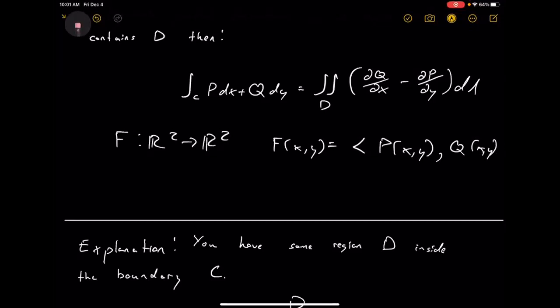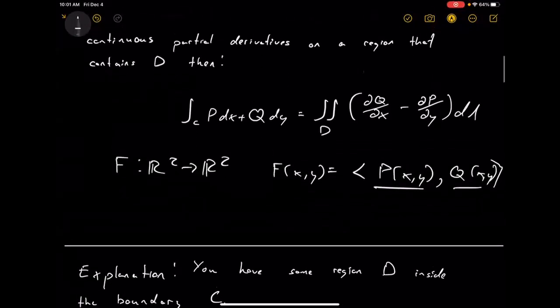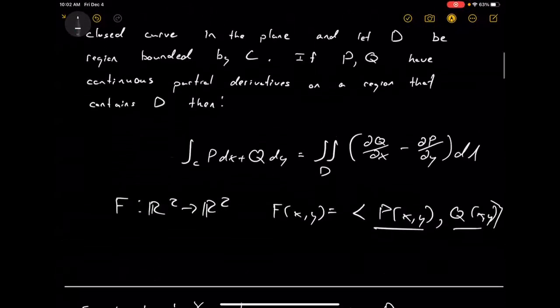So f kind of looks like this. The output of f is a vector, and the first component is this function p, the second component is this function q. Okay, so that's what these p and q are. And then what do we know about p and q? They're differentiable. They have first order partial derivatives. They have continuous partial derivatives.